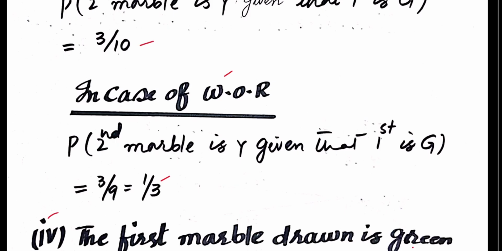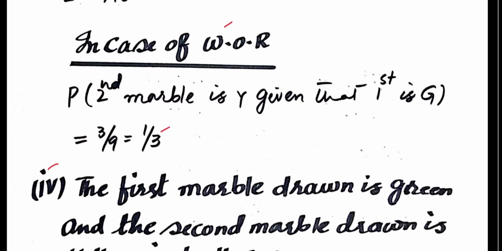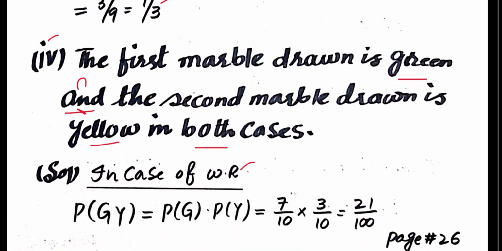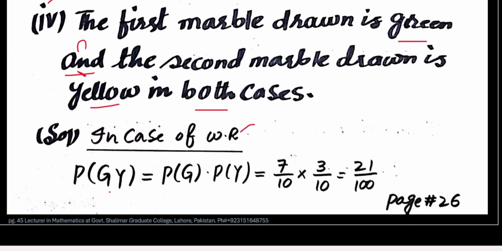The fourth one, this question says the first marble drawn is green, and this is the difference of part 3 from part number 4. The first marble drawn is green and, meaning intersection, the second marble drawn is yellow in both cases. Firstly, we discuss the case of with replacement. Here we have to find the probability of GY. GY means G intersection Y here.